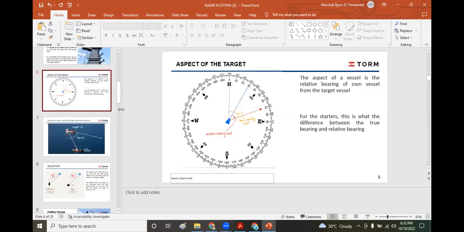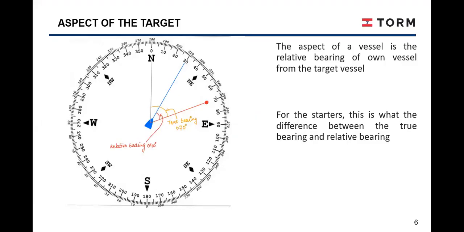Now, looking at the compass rose, you have your vessel. It's colored blue. Okay, let me maximize. And you are on a heading 030. However, there's a vessel on your starboard bow bearing 070 degrees. That is the true bearing. But the relative bearing of that vessel is only 040 degrees because you are heading 030. So you just subtract. Okay.